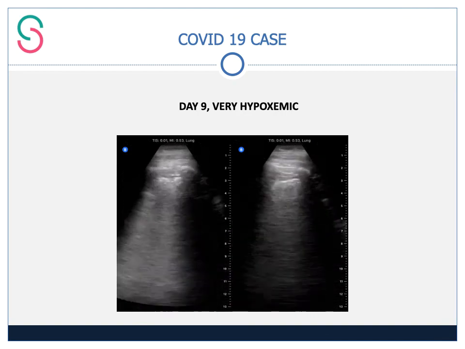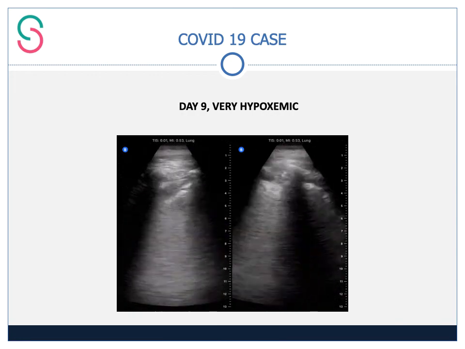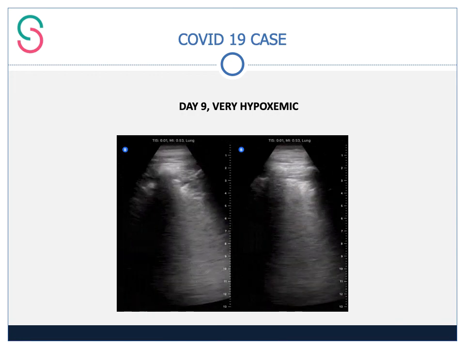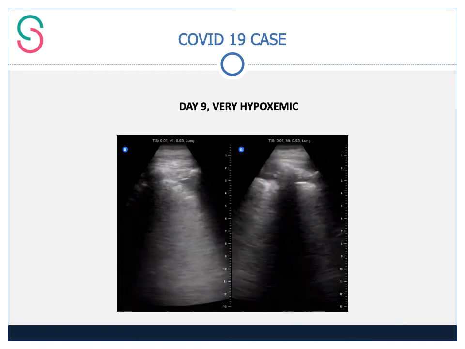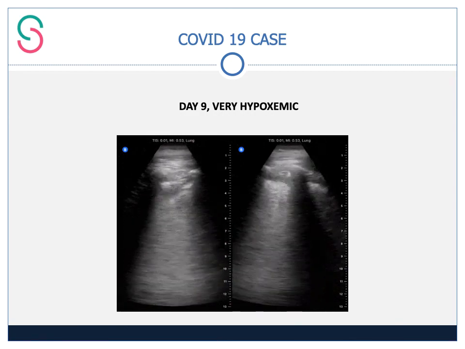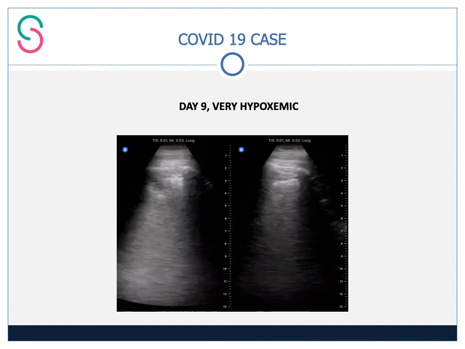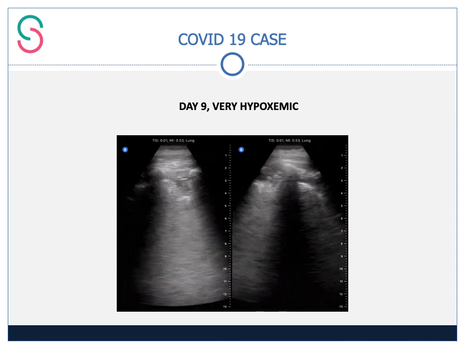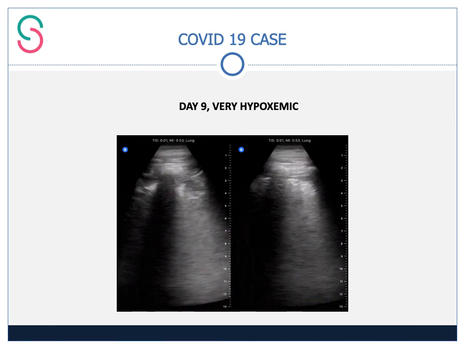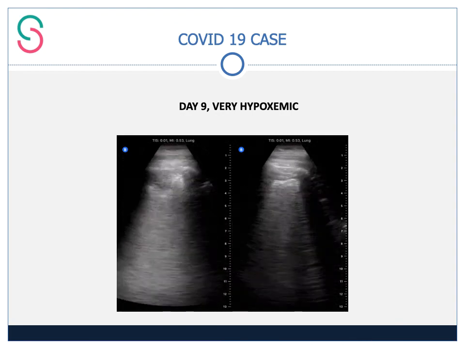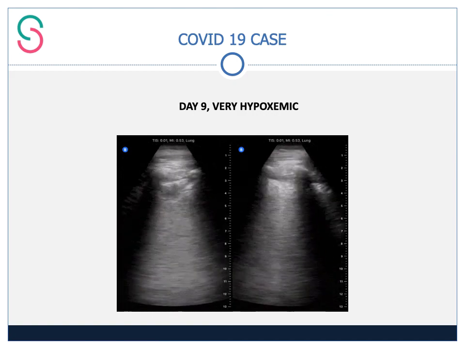And to give you an idea of how confluent lung rockets look, in this example you can look at the pleural line and see subpleural consolidations, and you can see a very hyperechoic lung, an absence of A lines, and the appearance of the entire image is sliding with respiration. And these are confluent hyperechoic B lines. And in this particular case was a patient with COVID-19 at day 9, very hypoxemic.